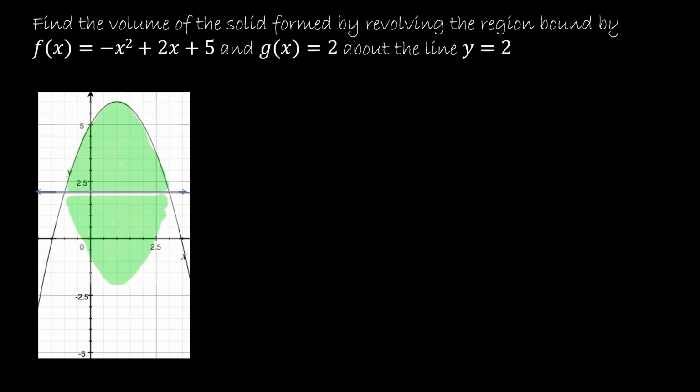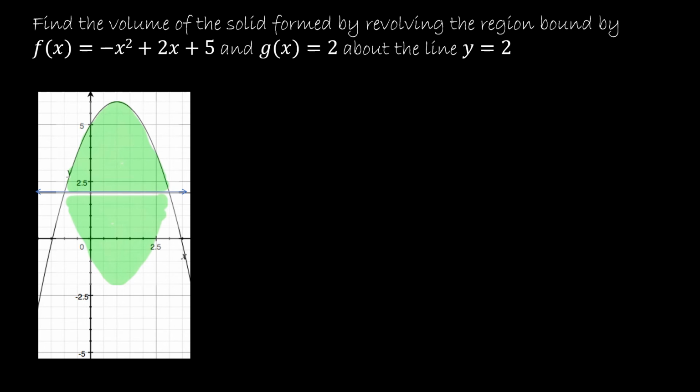Let's change things up just a little bit. This is still the disk method, but notice in this example, I'm not asking you to revolve around the line y equals 0 or the x-axis. I'm asking you to revolve around the line y equals 2. So again, I've already drawn the picture for you, but I always suggest that you draw a picture so that you can visualize what's going on. It's very difficult to do if you don't do that.